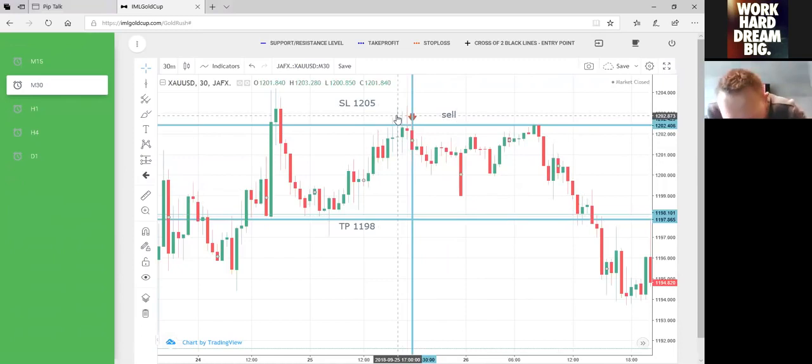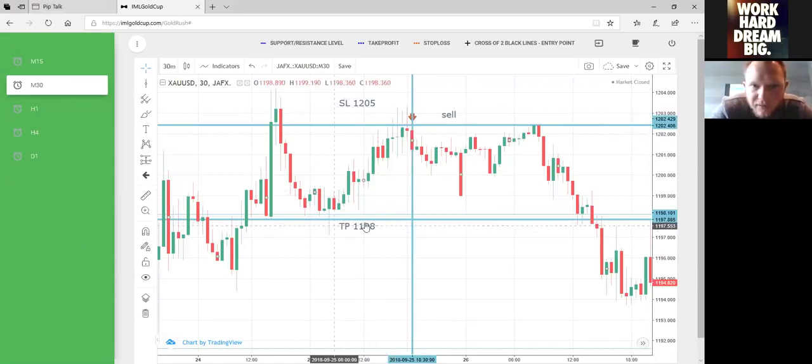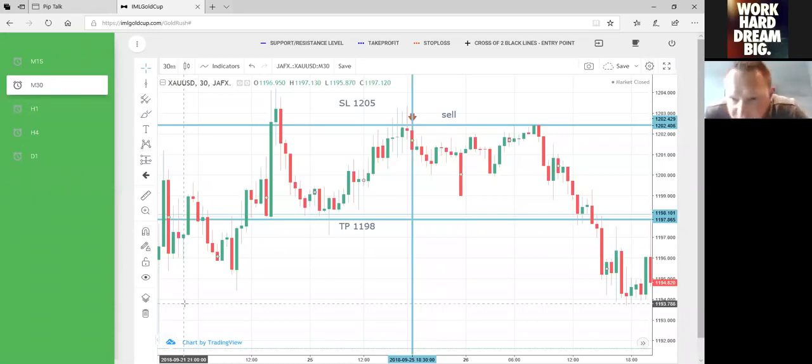Just to recap, you log into IML Goldcup, you click Gold Rush, you get the notification, it's going to indicate the arrow, the vertical line, it's going to have your stop loss, it's going to have your take profit. Sell, or on the bottom side, it'll say buy. Very, very simple. You have different time frames. So that's kind of the breakdown of how to use this app, how to use the scanner.